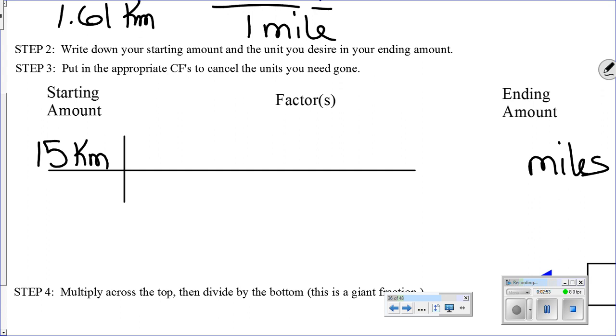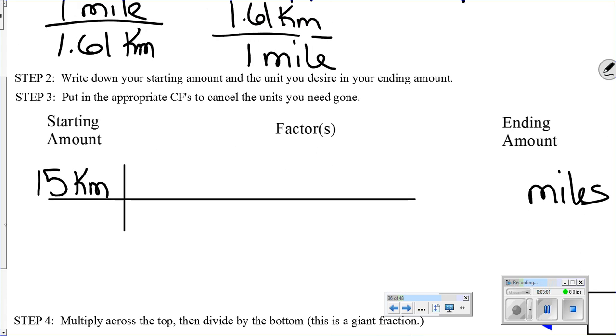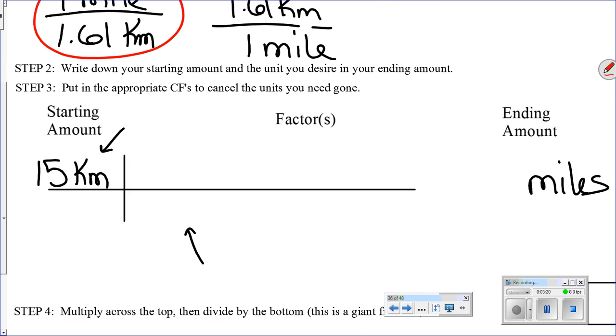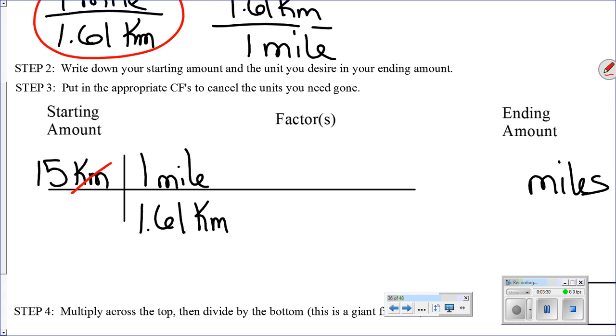Now for this particular question, this is a very simple question that you could probably solve without using this, but it's a nice way to illustrate how this method works. So what I want to be able to do is cancel out kilometers, and therefore converting it into miles. So since kilometers is on the top right here, I need to put some kilometers on the bottom. So I'm going to go ahead and select this conversion factor, and I'm going to write in 1 mile over 1.61 kilometers. Kilometers are going to cancel.